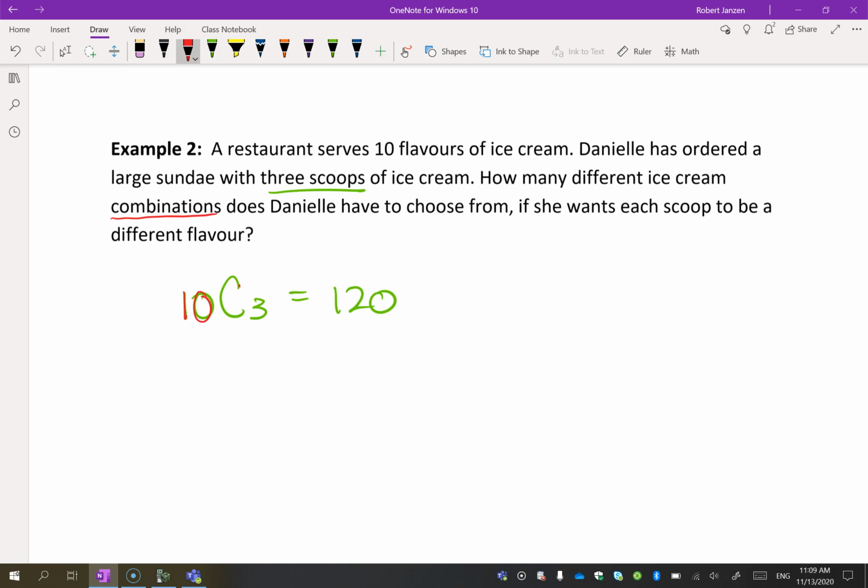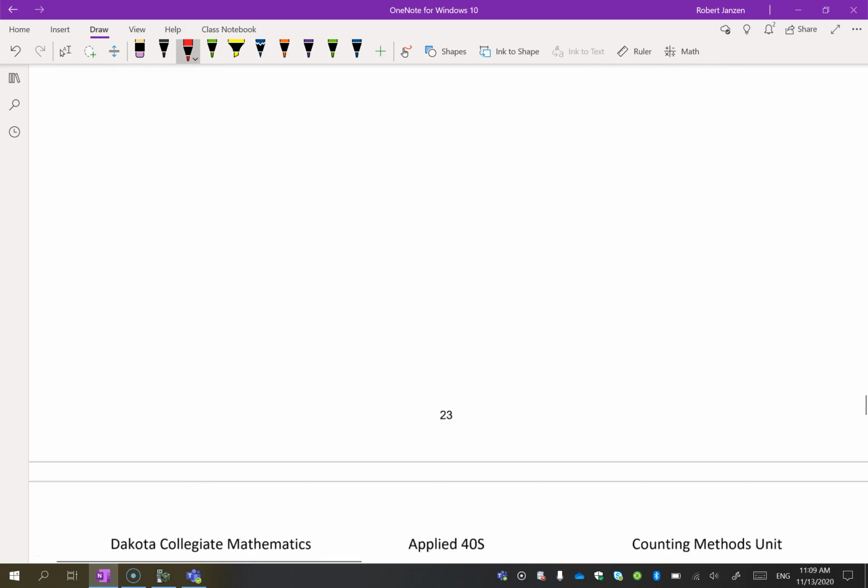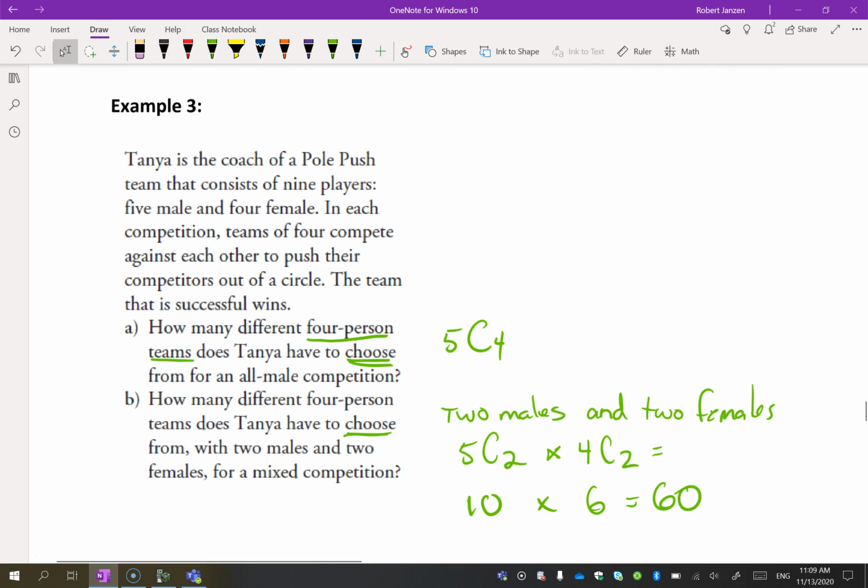10 choose 3 gives you 120. Now if you were thinking about a cone and you were putting them on there and it said how many different arrangements, then this would be 10 permute 3. But that's not what the question is asking. Let's try this one.